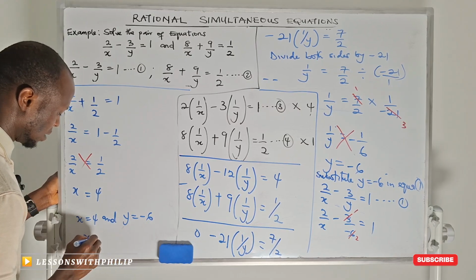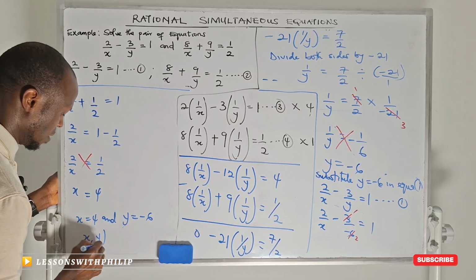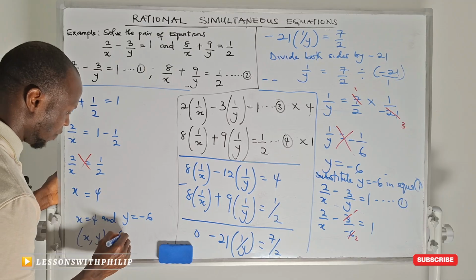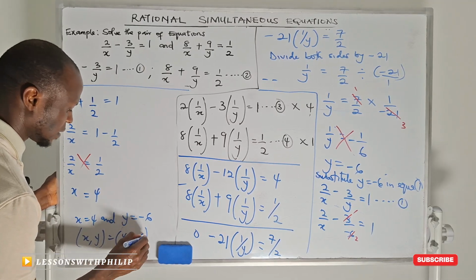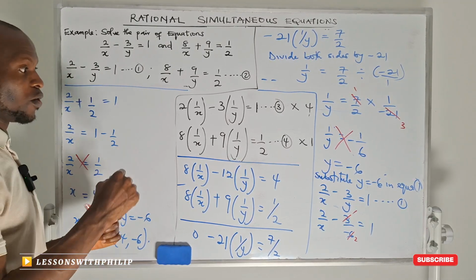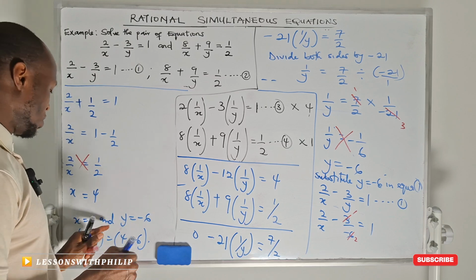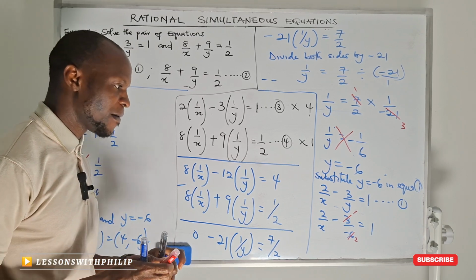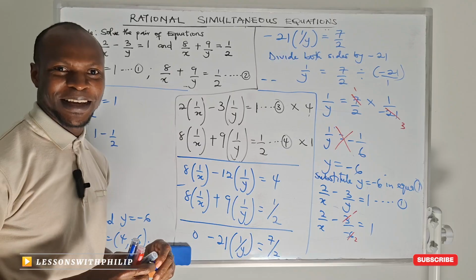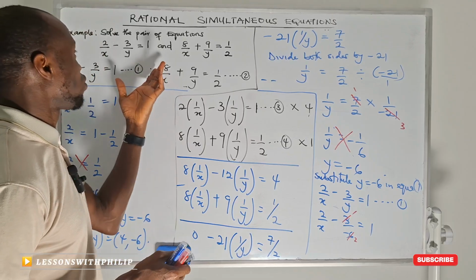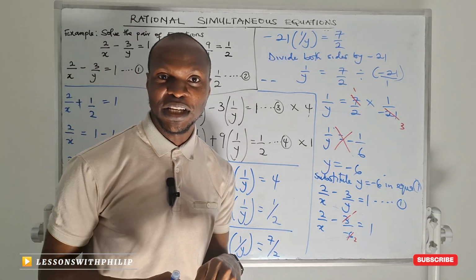So x comma y is the same thing as 4 comma minus 6. And that's our final answer. If you check what you got the other time too, it is 4 and minus 6. Do you see it now? And that's how to solve rational simultaneous equations.